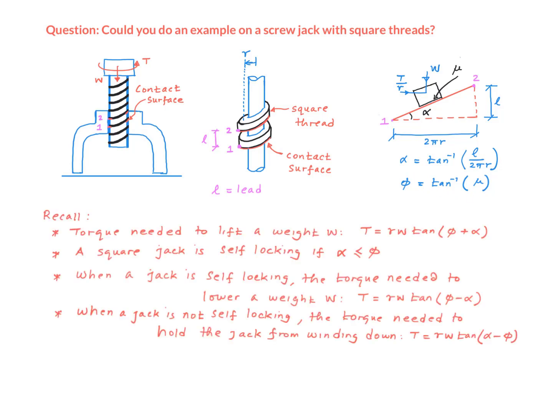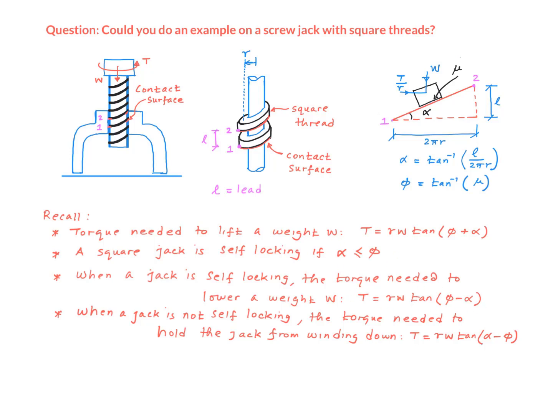We have considered 4 different cases, and the equations we have derived for these cases are listed here. The torque needed to lift the weight is given by this expression. The screw jack is self-locking if alpha is less than or equal to phi. If it is self-locking, then you have to apply a torque in the reverse direction in order to lower the weight, and that torque is given by this equation.